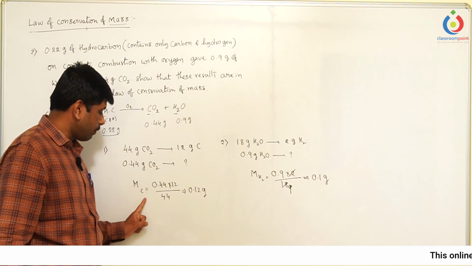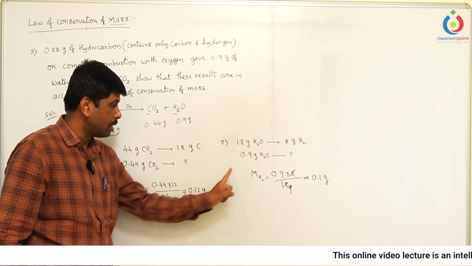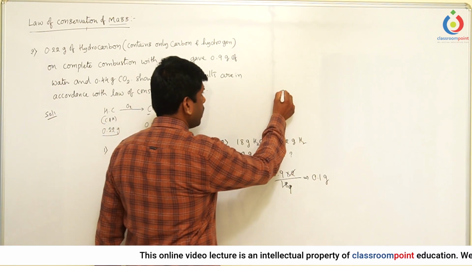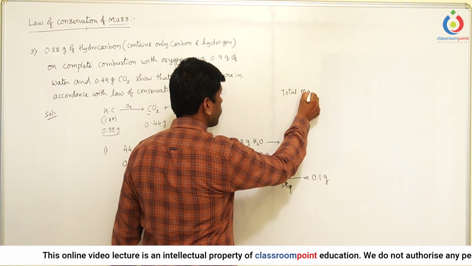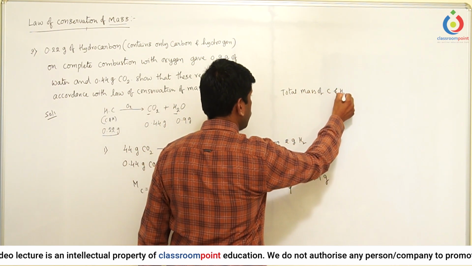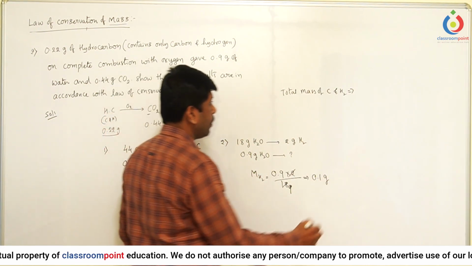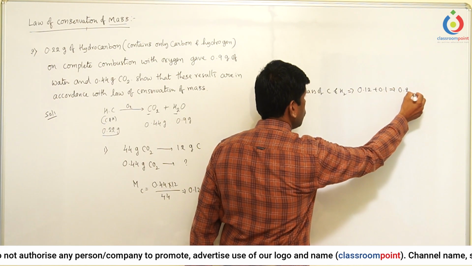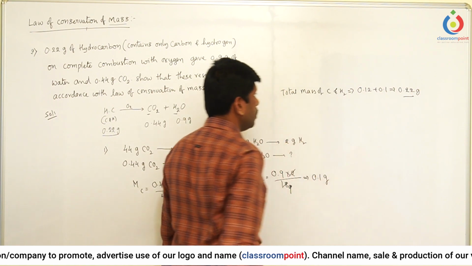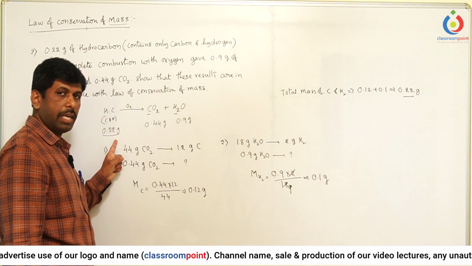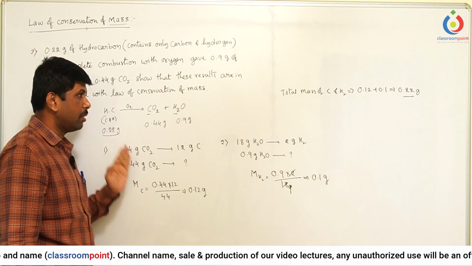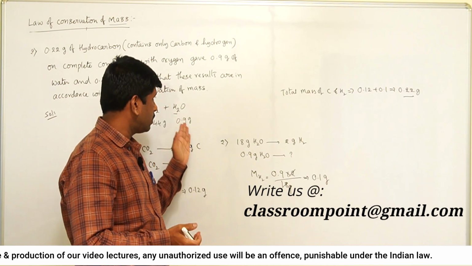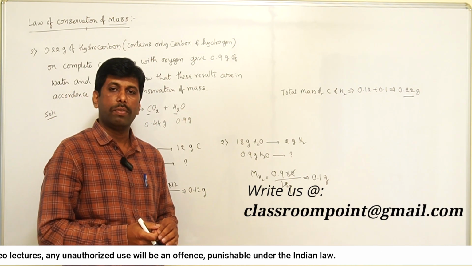Now we got the mass of the carbon, 0.12 grams, and the mass of the hydrogen, 0.1 gram. Let us add both of these. So the total mass of carbon and hydrogen is 0.12 plus 0.1, which equals 0.22 grams. So 0.22 grams is the mass of the reactant molecule. That means the mass of the reactant molecule is equal to the mass of the product. That means this process obeys the law of conservation of mass.